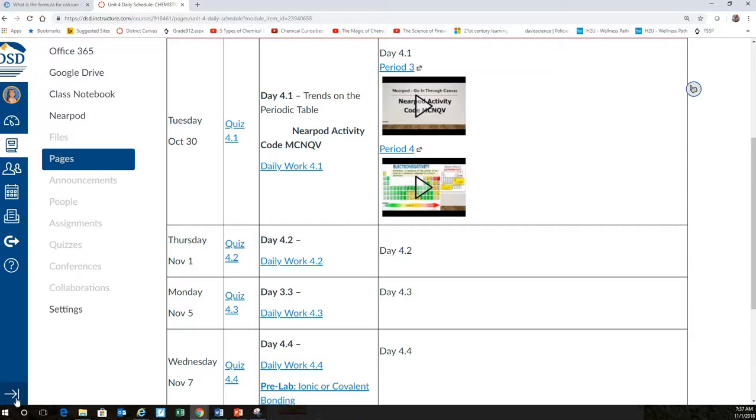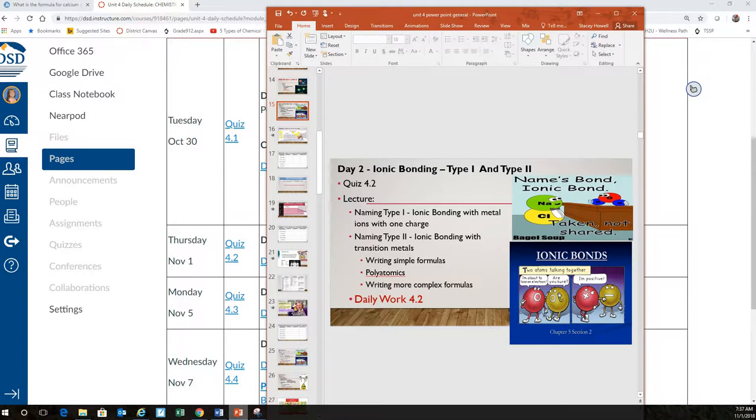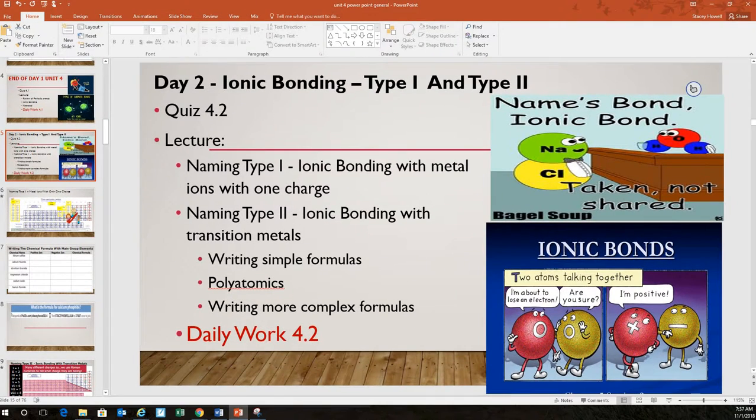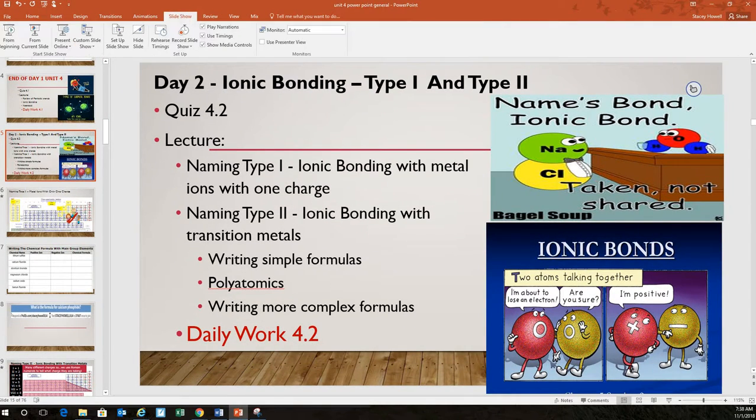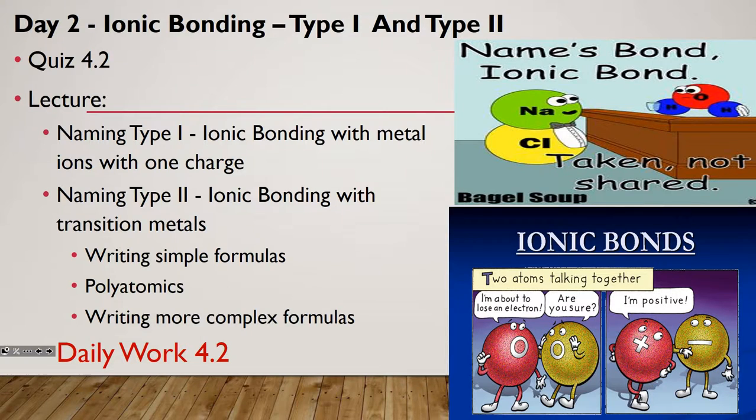Today we're going to work on 4.2. I really like this part of the unit, so we'll see how you guys like it. Some kids catch on really fast, and others have a little bit of a struggle. So, we're going to go over ionic bonding today. We're going to go over 2 types of ionic bonding.